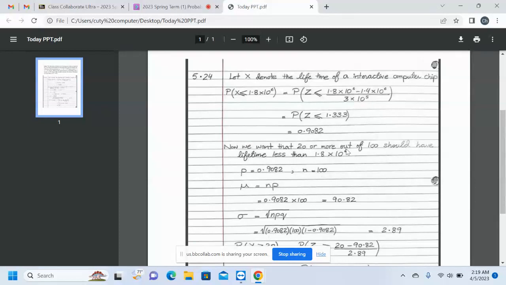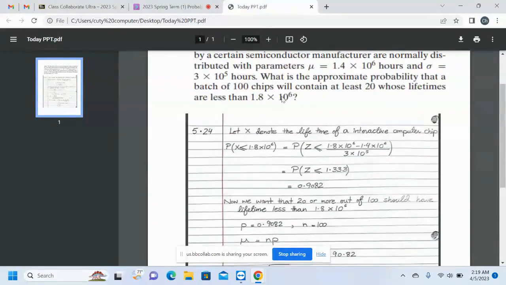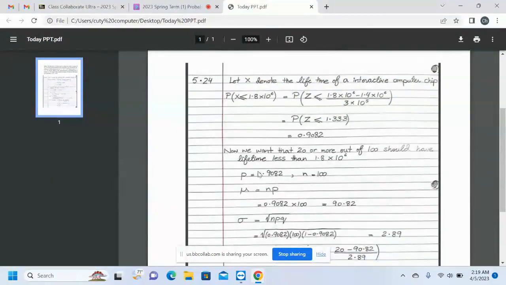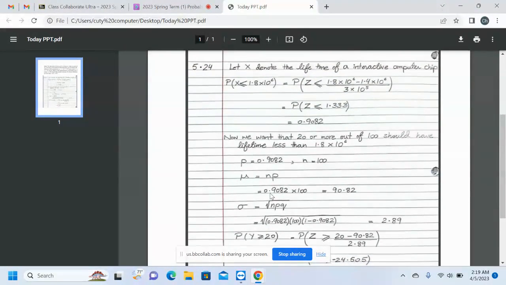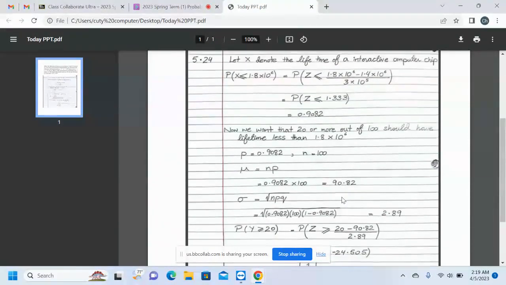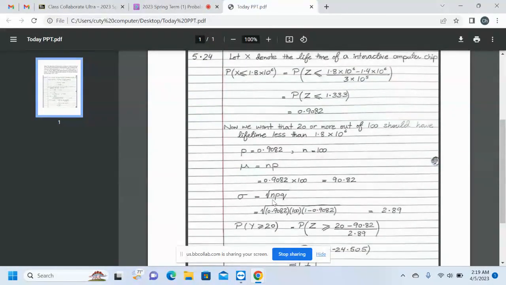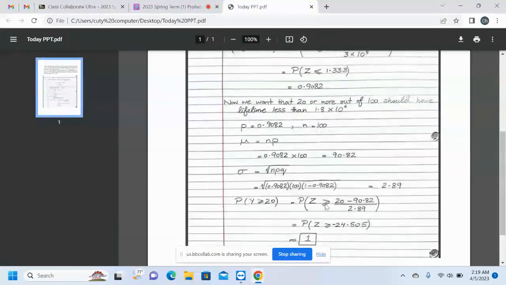Now we want 20 or more out of 100 to have lifetime less than 1.8 multiplied by 10 to the power 6, which is what we basically have to find. From the question we have the probability, and the total number of chips is 100. Mu is equal to n multiplied by p, and after multiplying we will get 90.82. Then sigma is equal to the square root of npq. After putting in the values, we will get 2.89.